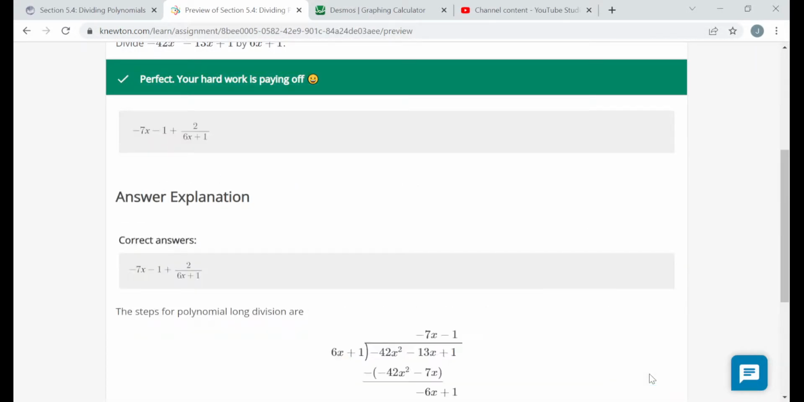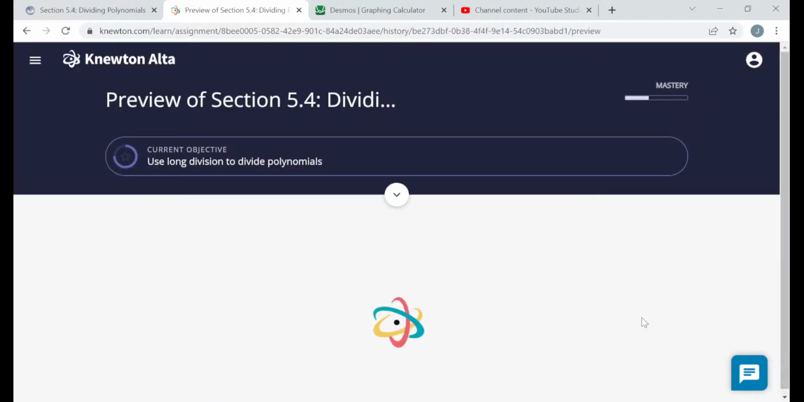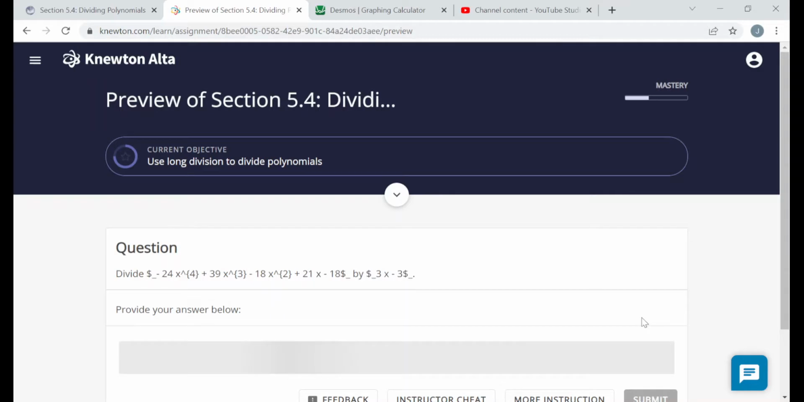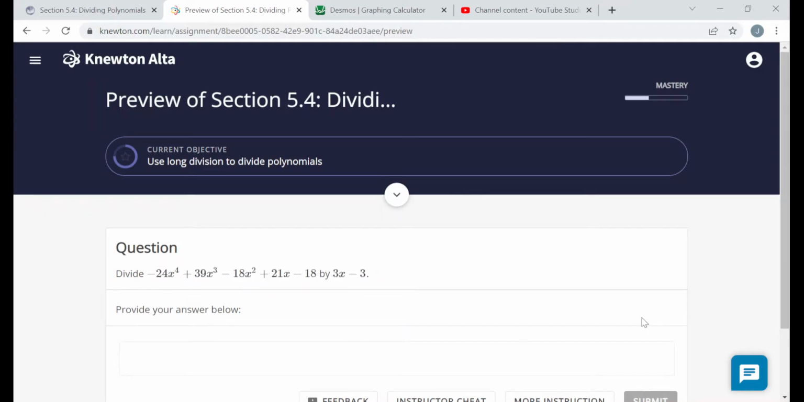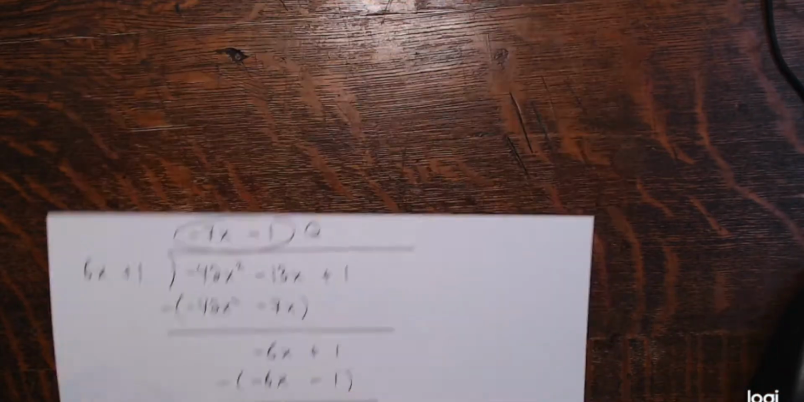Great. All right, I should have one more of these. And once again, I'll just write it out. And I'm not going to do the checking afterwards. I'll leave the checking to you.